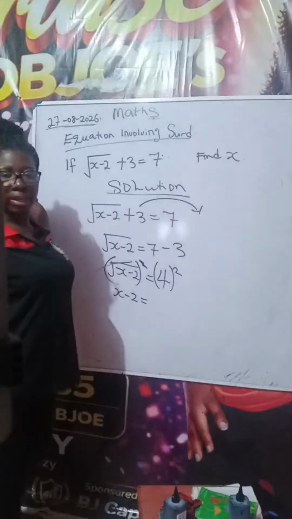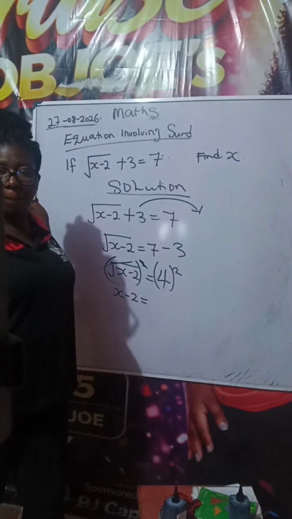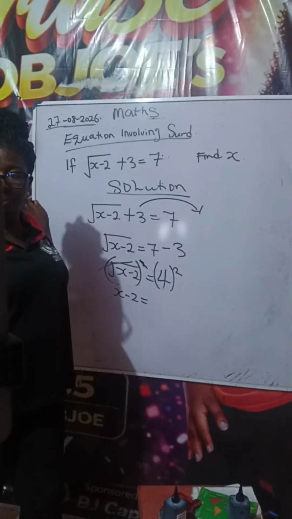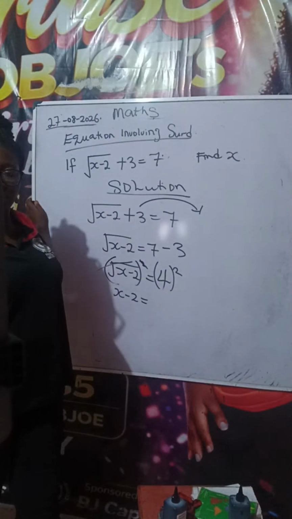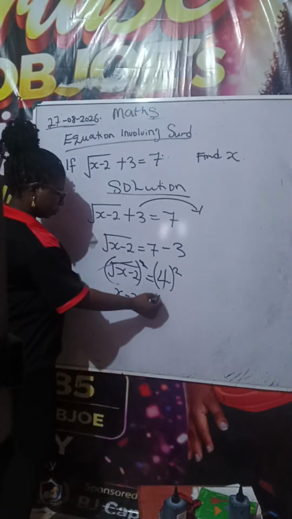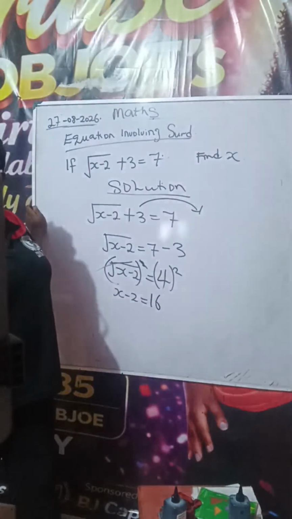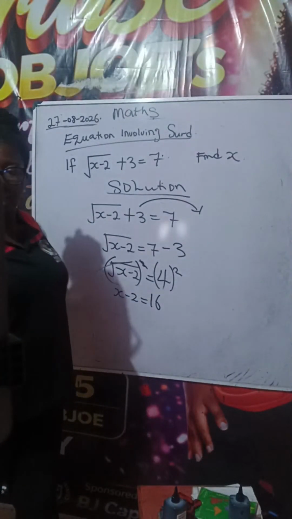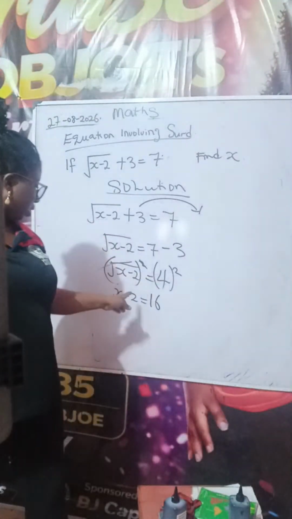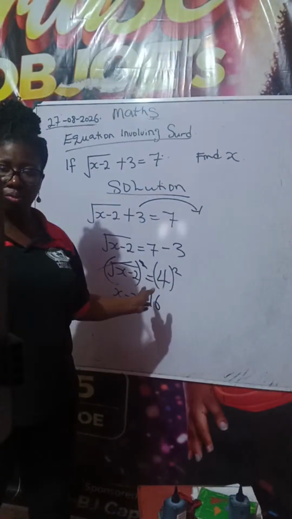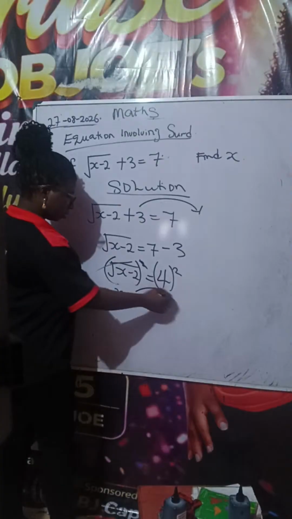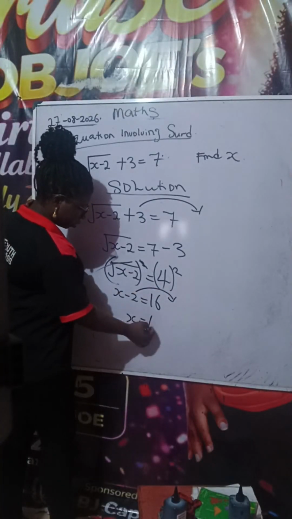Now what is 4 squared? Everybody, 4 squared. Yes, 4 squared will give us 16. We have 16 again. So what do we do next? Next is to get the final answer. And how will I remove this 2 to the right? Once I take the 2 to the right, the sign will change. So we have x is equal to 16.